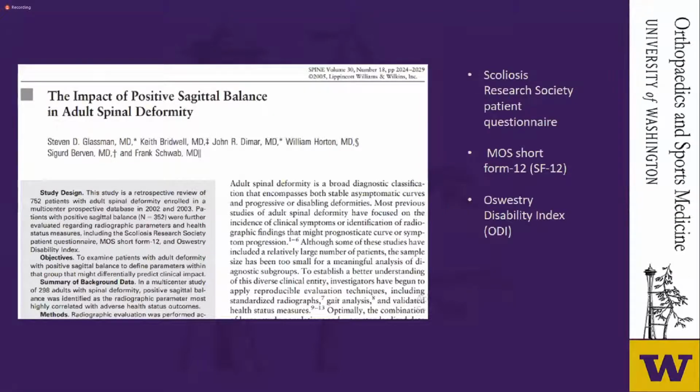The average age of these patients was 54, with a mean SVA of 5.7 centimeters. They were able to show a high degree of correlation between positive sagittal balance and adverse health outcomes, once again as indicated by ODI and portions of the SF12 and the SRS questionnaires. Additionally, they were able to show evidence of increased pain and decreased function as the amount of positive imbalance increases.